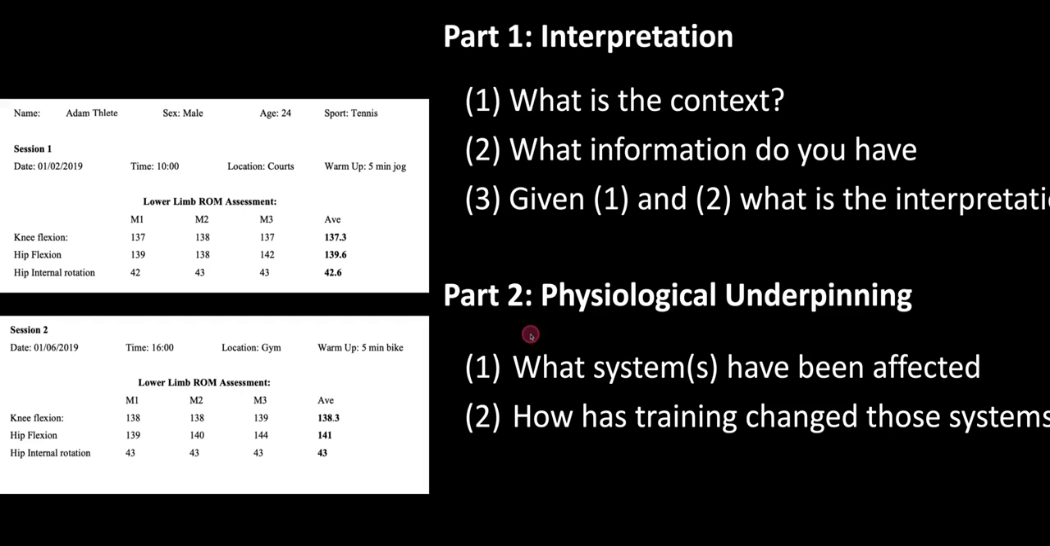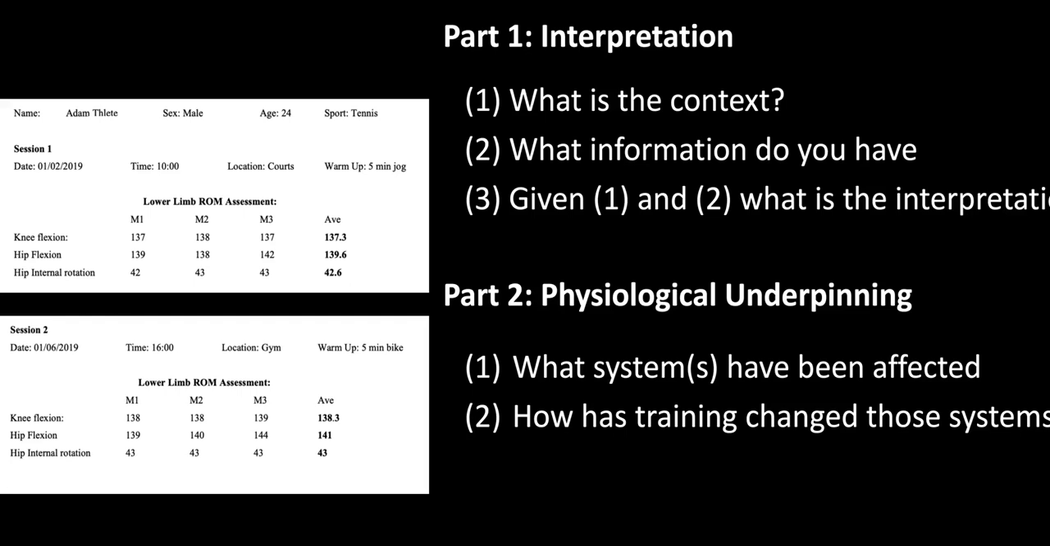So part 2, physiological underpinnings. What systems have been affected, and how has training changed those systems? Well, in this case, no systems have been affected, but that doesn't mean we've got nothing to talk about. We know the systems that they were trying to affect. They were trying to reduce that conservative protection of the Golgi tendon organs and the muscle spindles that cause contraction to oppose stretch. So that was what the training program was trying to do, but it clearly didn't do that particularly well.